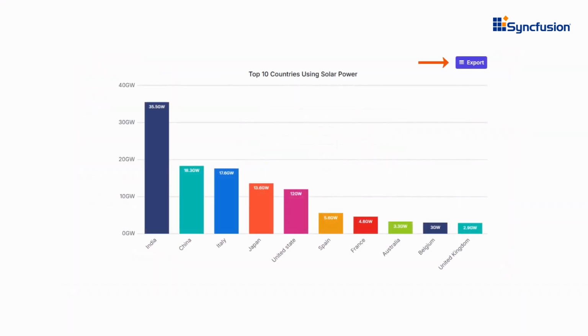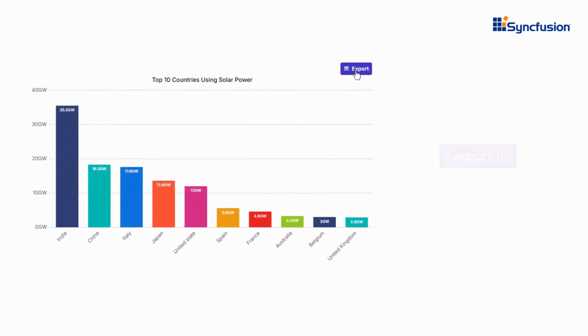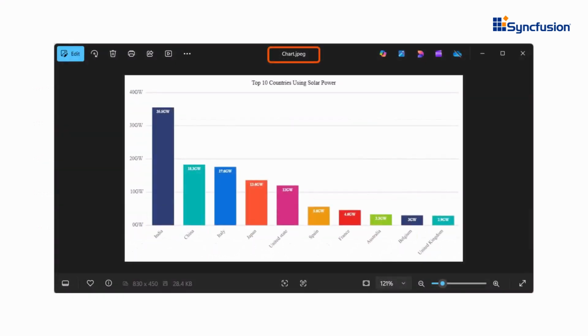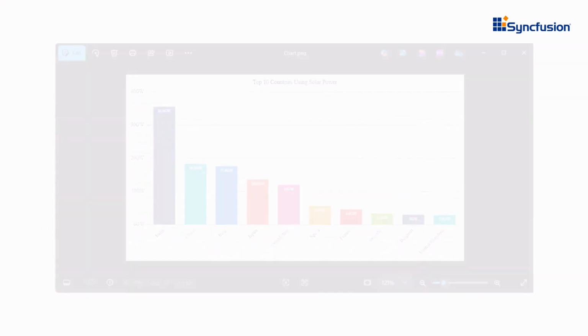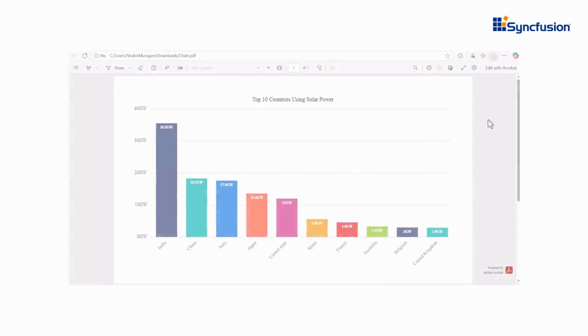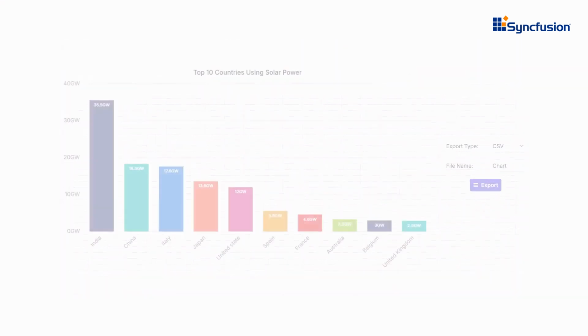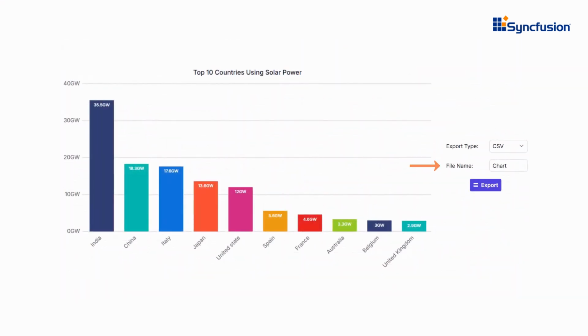Let's start with exporting. Syncfusion Angular Charts lets you export a rendered chart with the export method. You can save charts as images like JPEG, PNG, or SVG, generate PDFs for documents, or export the chart data to Excel or CSV formats. Just choose the export type and file name, and the chart is ready to download.